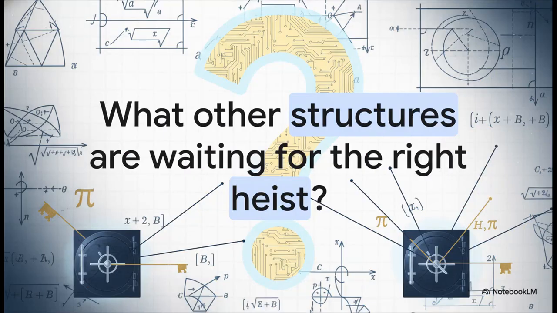So I'll leave you with this. If cracking just a single commutator equation can force a completely formless mathematical space to reveal a highly organized matrix architecture, what other hidden structures are out there in the vast, unexplored plains of algebra, just waiting for the right logical master key and the perfect mathematical heist?